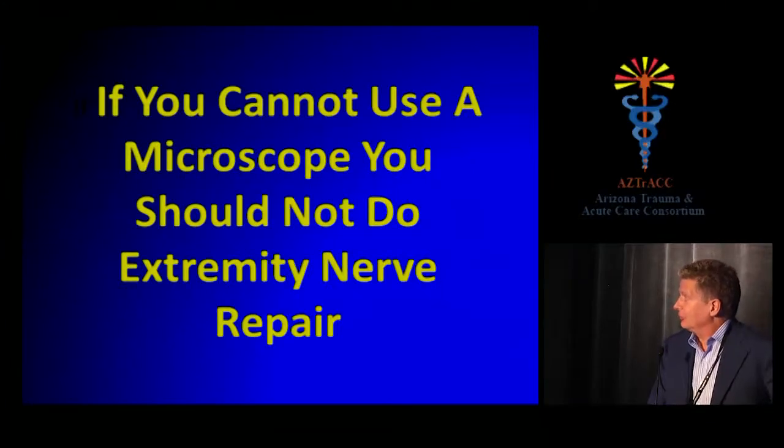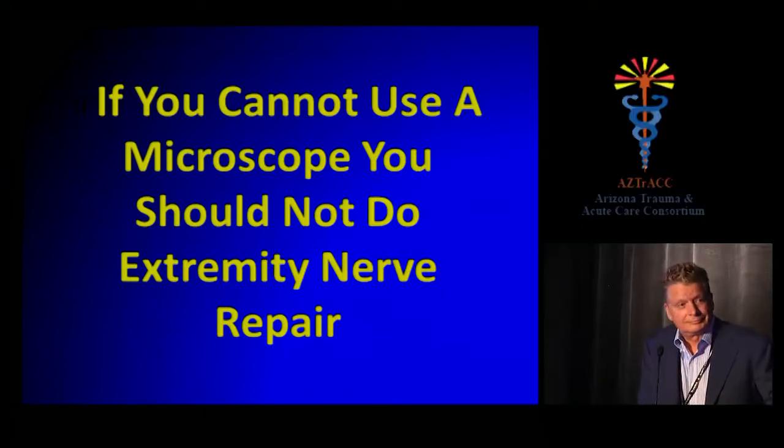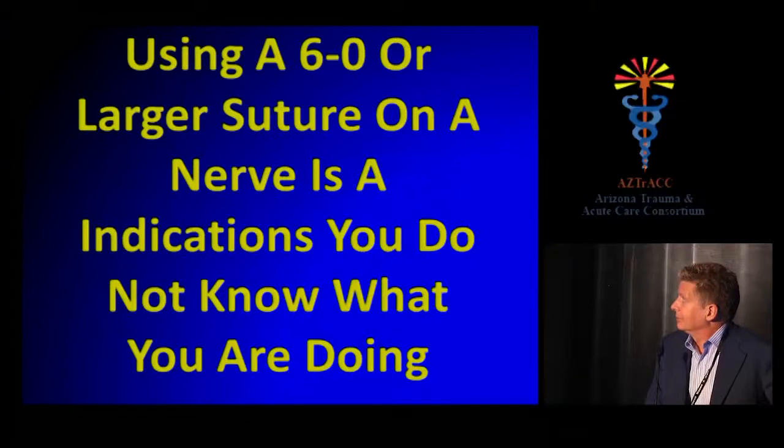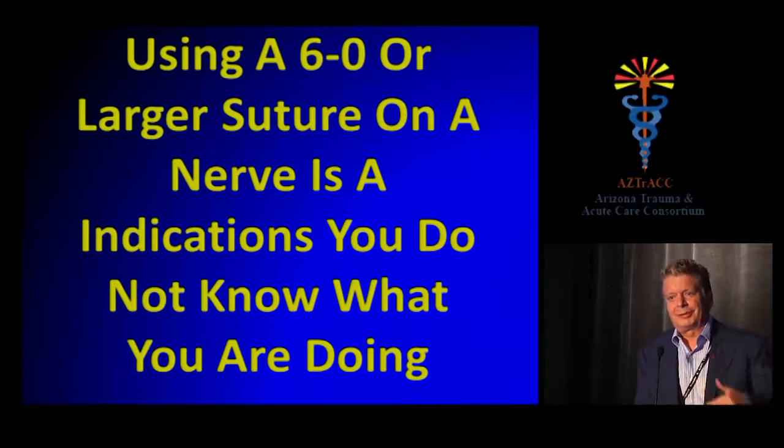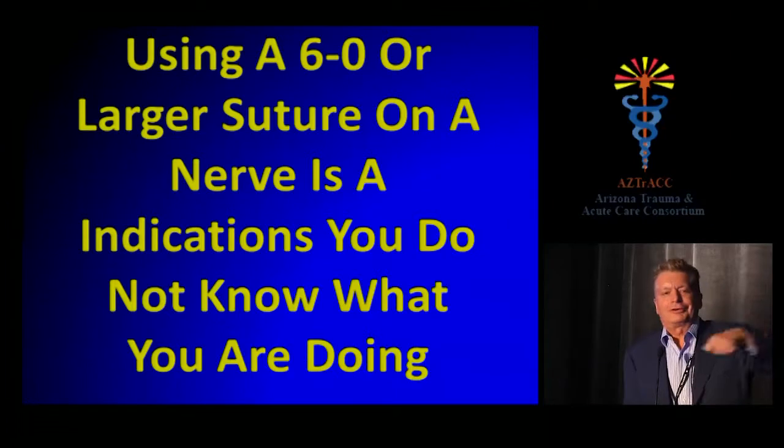If you cannot use a microscope, you should not do extremity nerve repair. Now that's what I believe, but let me make one more statement. Using a 6-0 large suture for a nerve is an indication you don't know what you're doing. I see this all the time. The patients come in, their median nerve's repaired, and it's got a big 6-0.